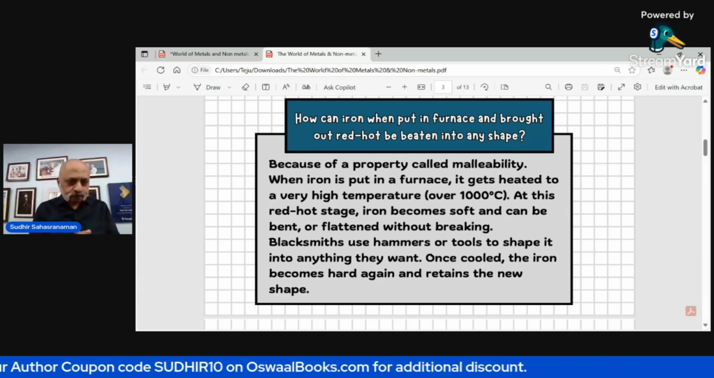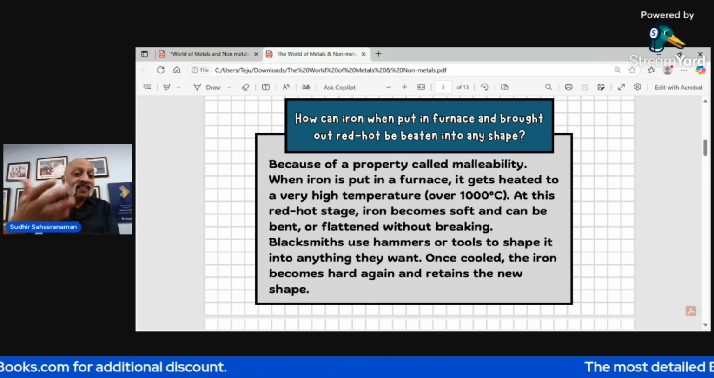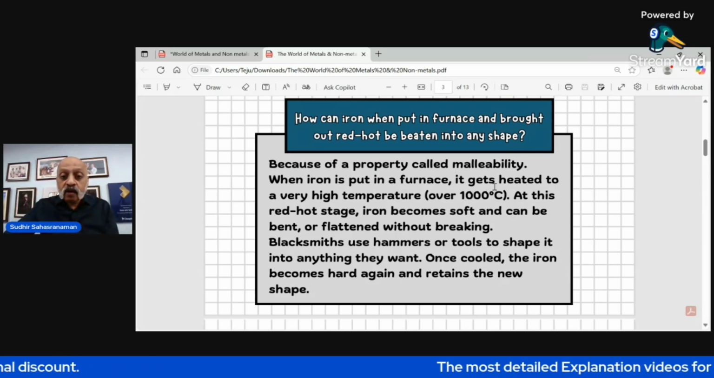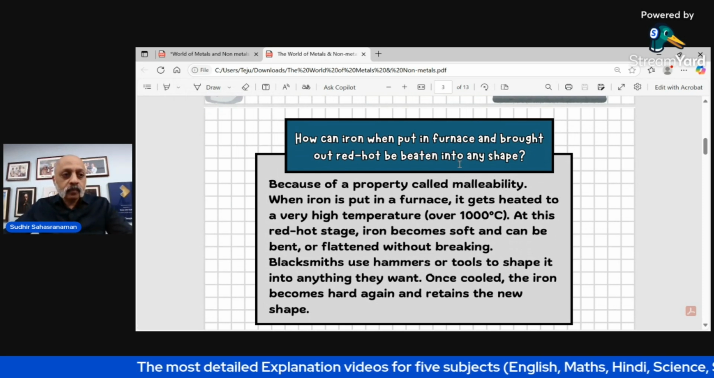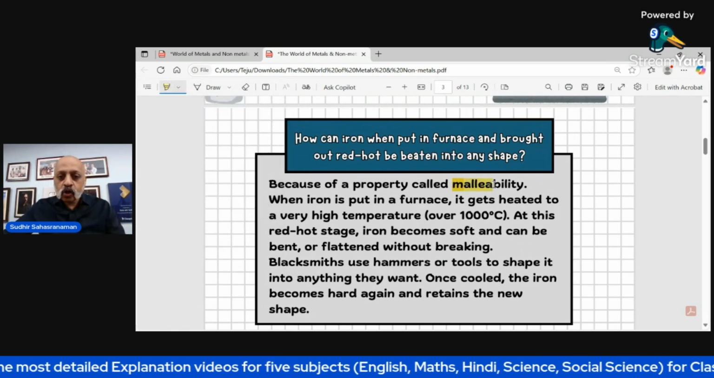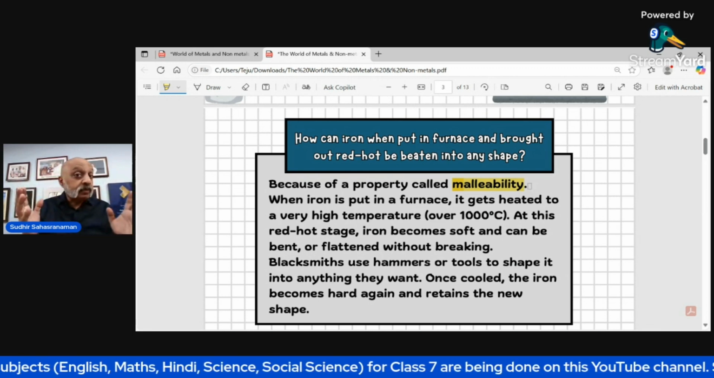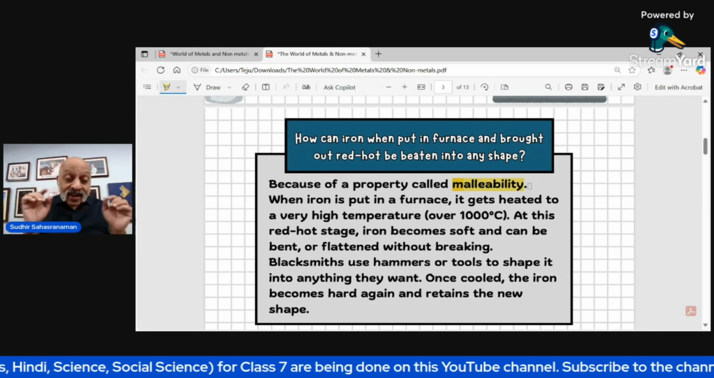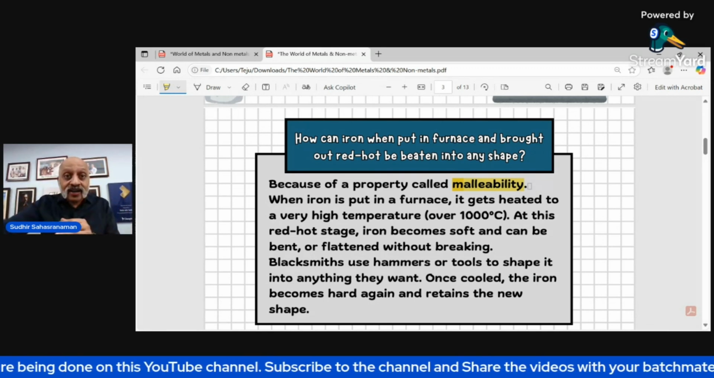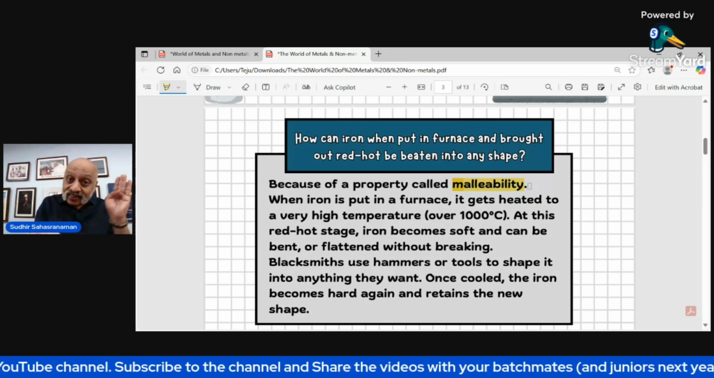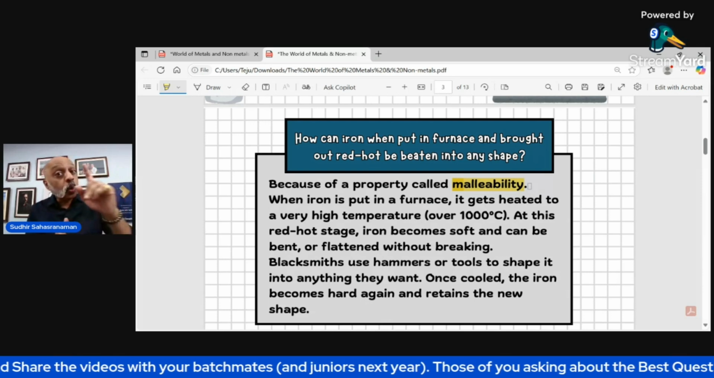Now, beyond that, iron can be beaten into any shape when it is red hot because of a property which is called malleability. When iron is put in the furnace, it gets heated to a very high temperature, sometimes around 1000 degrees Celsius. And at this red hot stage, it becomes soft. It's no longer hard like this. It's actually soft. And then it can be bent, flattened, and converted into any shape that you want without it breaking.